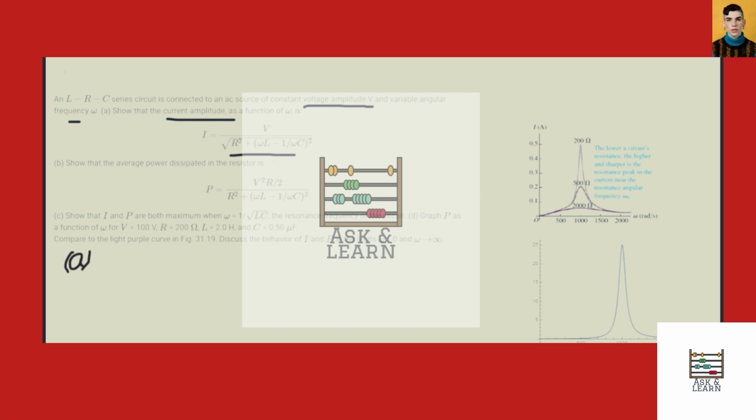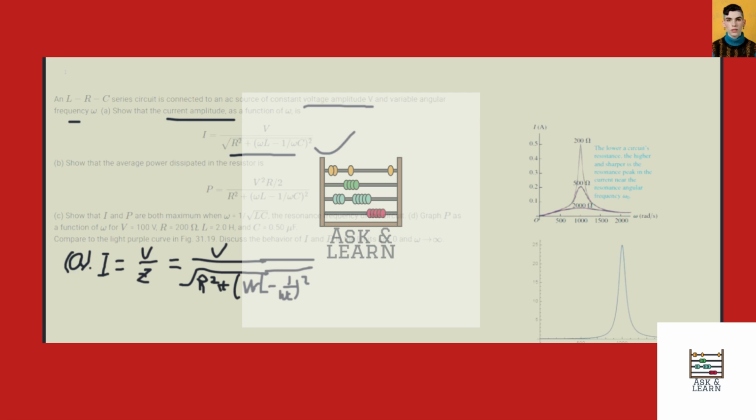So we know the current in the series circuit is just I equal to V over impedance. For the LRC series circuit, the impedance formula is just the square root of R squared plus (omega L minus 1 over omega C) squared. So this is the formula for the current in the LRC series circuit.